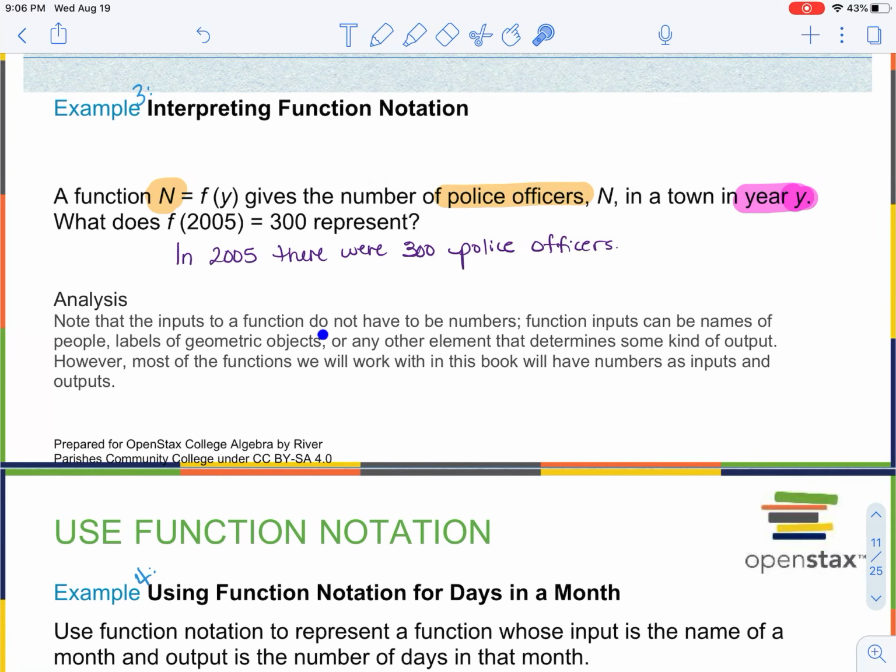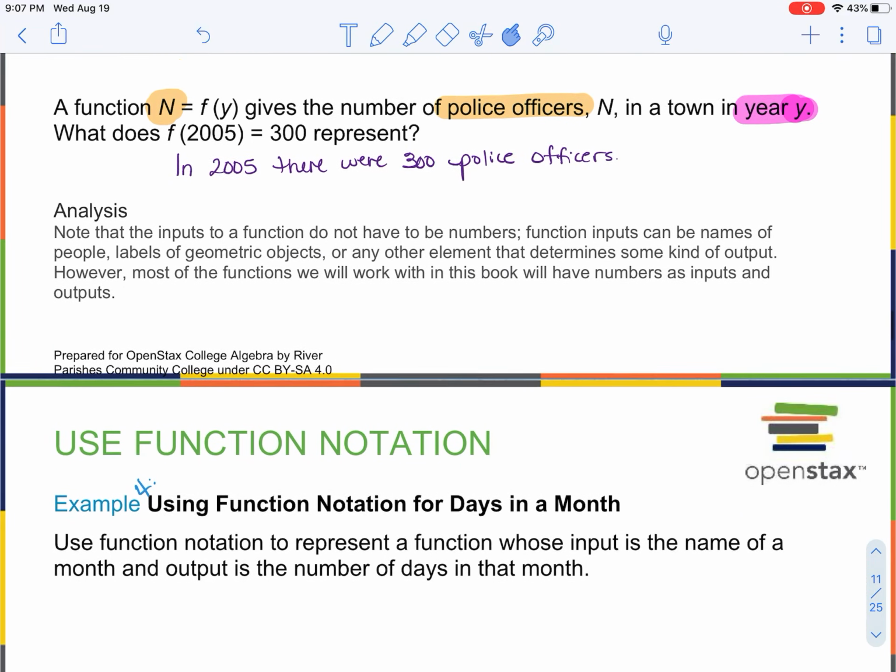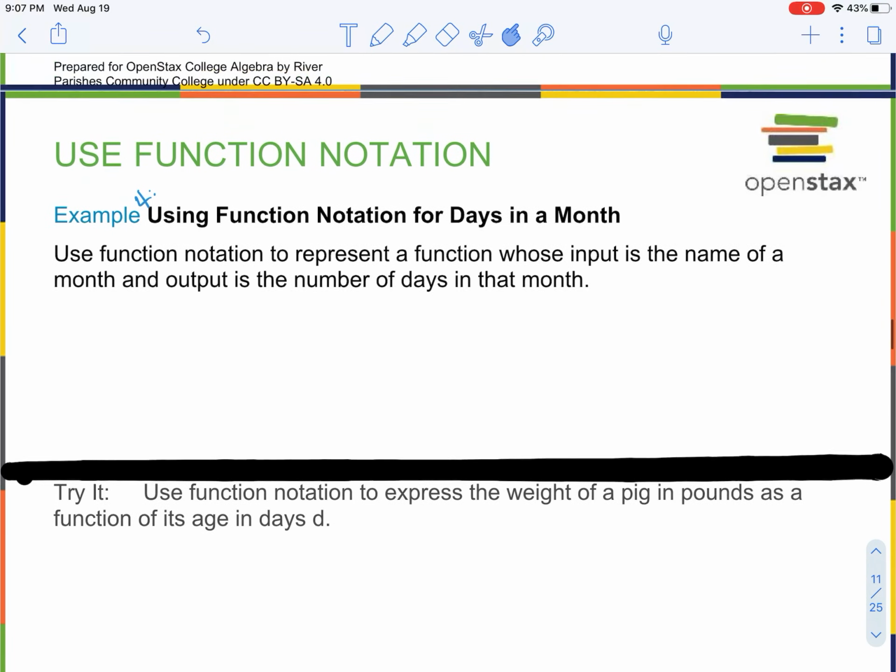So note that the inputs to a function do not have to be numbers. We talked about that before when we were using the words even and odd, and then we had Babe Ruth and the other baseball players. Function inputs can be names of people, labels of geometric objects, or any other element that determines some kind of output. However, most functions that we're going to work with are going to be numbers as inputs and outputs most of the time. So moving on to example 4.